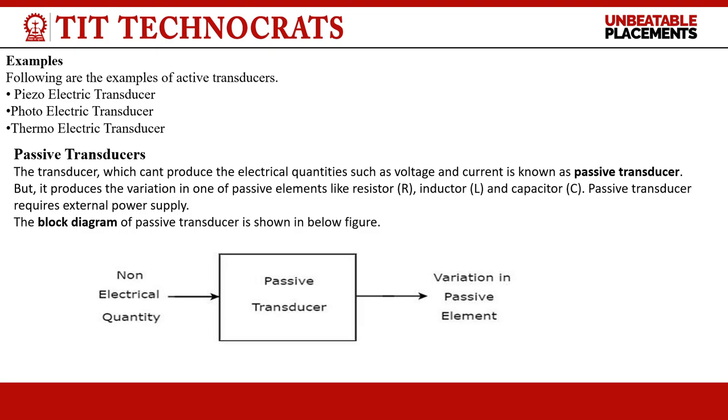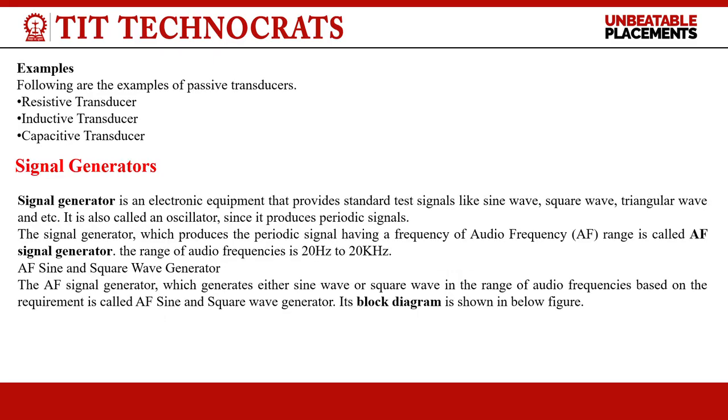thermoelectric transducer. Now, the second transducer is the passive transducer, which cannot provide electrical quantities such as voltage and current, but it produces variation in one of the passive elements like resistor, inductor, and capacitor. Passive transducer requires external power supply. The block diagram of the passive transducer is: a non-electrical quantity as input produces variation in a passive element as the output. And the examples of passive transducer are resistive transducer, inductive transducer and capacitive transducer.